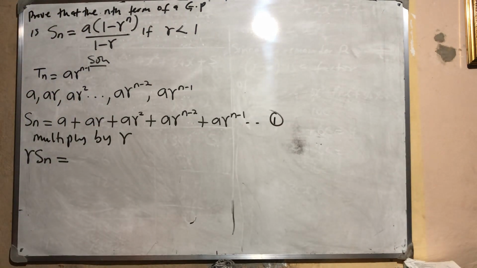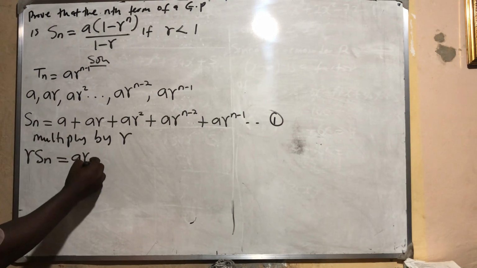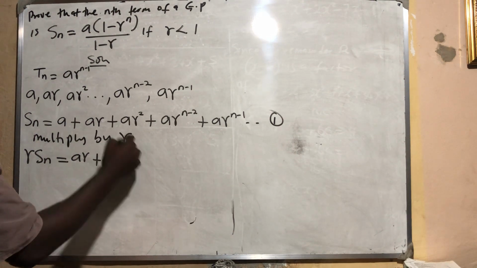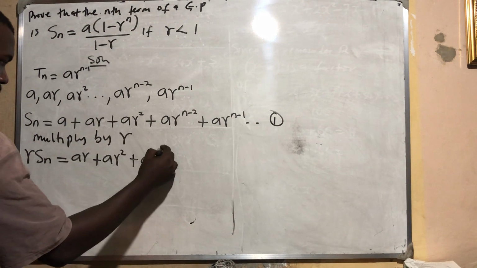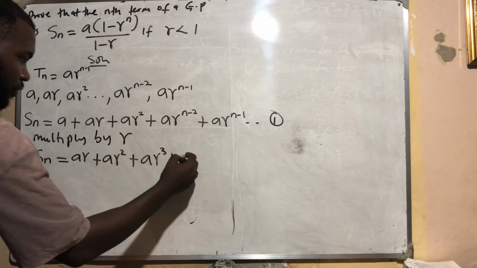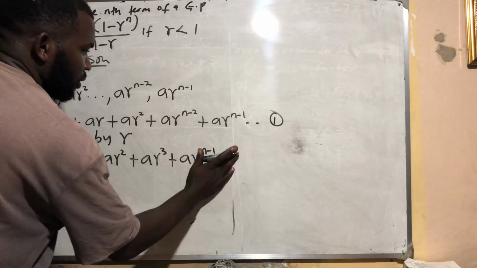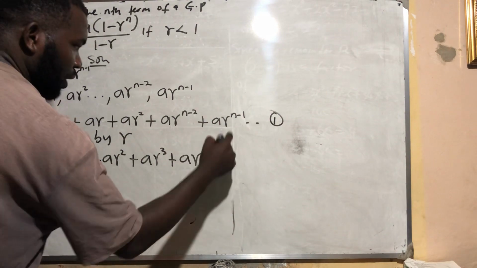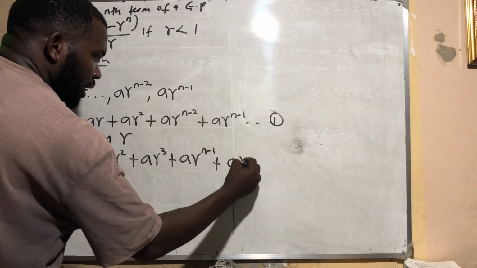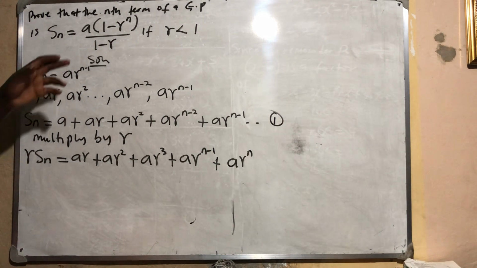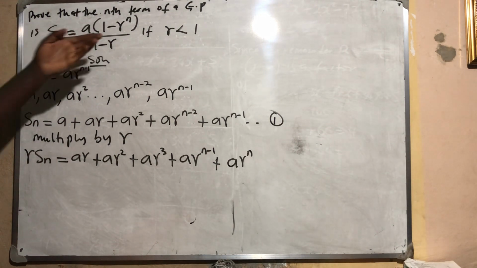Okay. Multiply by r. r times this is this. r times this will give you ar, plus r times this one will give you ar squared, plus r times this one will give you ar cubed, plus r times this one will give you ar raised to power n minus 1. Plus r times this one, to remove this 1, will remain ar raised to power n. Now once you get to this place, you will consider what they gave you.